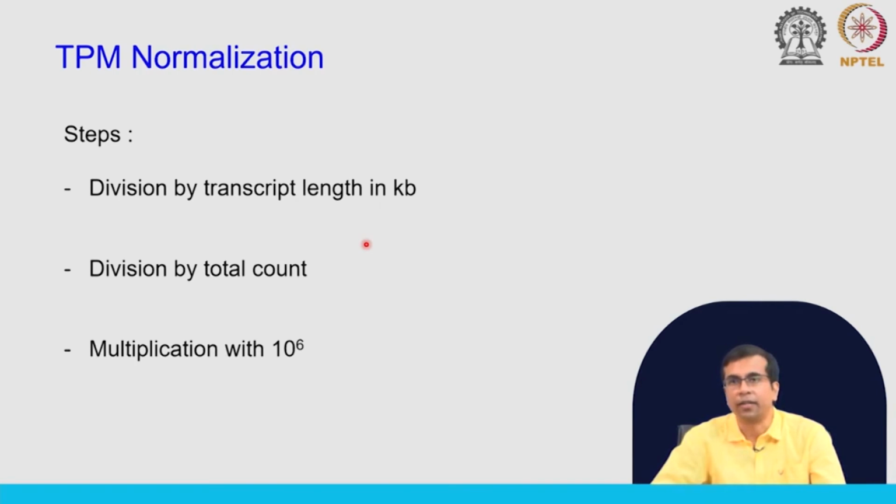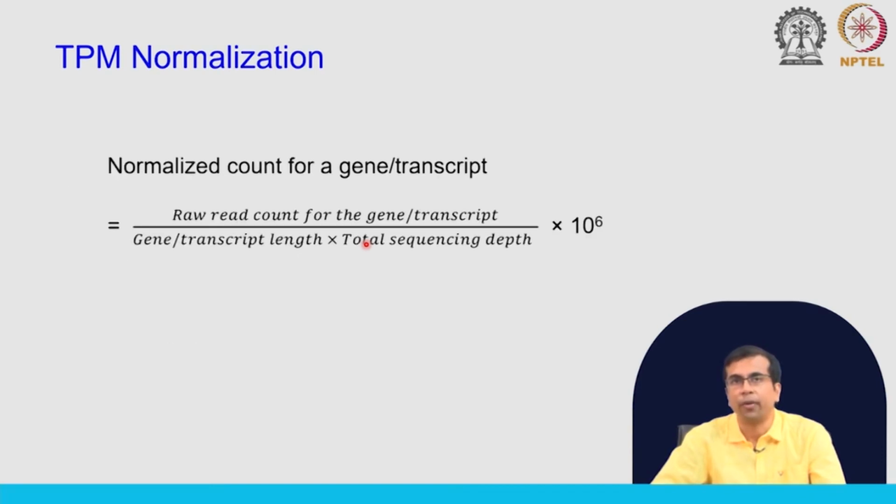So, let us take this example again and see what we get when we do the TPM normalization. The formula is actually identical, as you see. We get the normalized count for a gene or a transcript by dividing the raw read count for the gene or transcript by the gene or transcript length and also by the total sequencing depth, times 10 to the power 6.